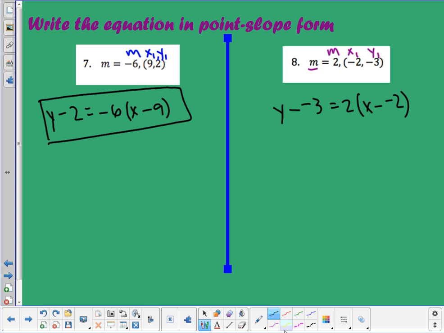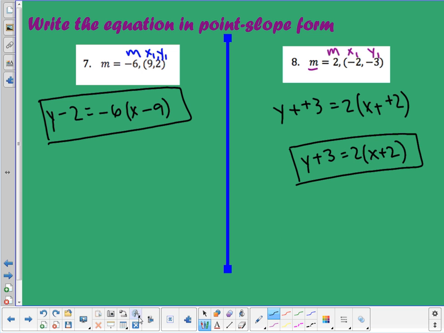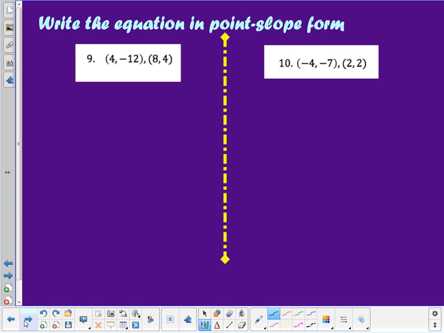Now, you would not see it written this way if this were an ACT or an MCA test. You would see that minus and negative together to be positive. Same thing over here. Minus and negative we all know is adding a positive. So y plus 3 is equal to 2 times the quantity x plus 2. All right, let's move on. Let's talk about number 9.